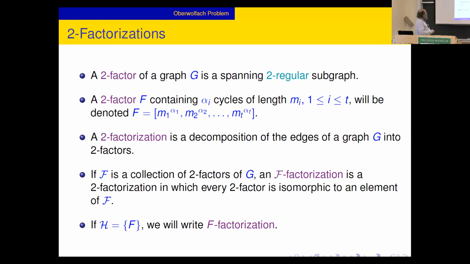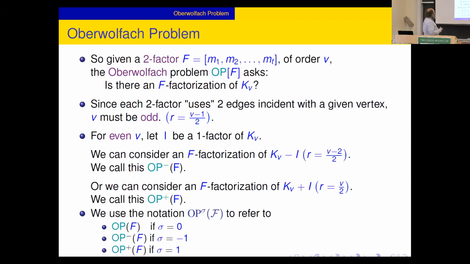We can generalize to arbitrary 2-factors. I'm not going to do that. I'm just going to talk about a single factor, and that's the classic Oberwolfach problem. So this problem asks for an F-factorization of the complete graph K_v. Now, if you think about it very quickly, you'll realize each factor is going to use every 2 edges from a point. So the number of points is going to have to be odd.